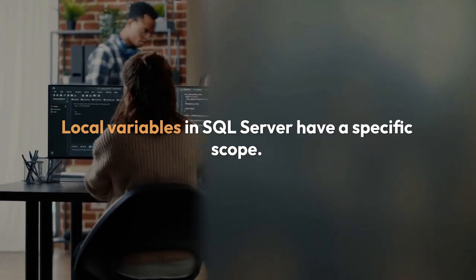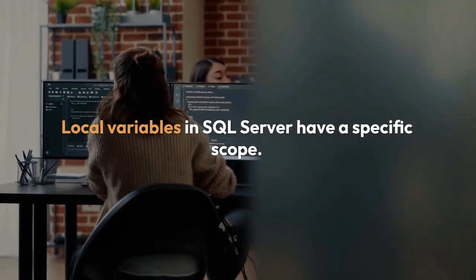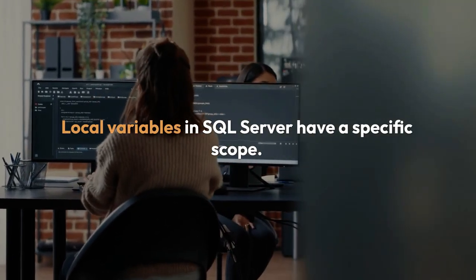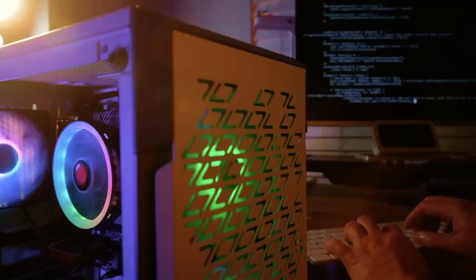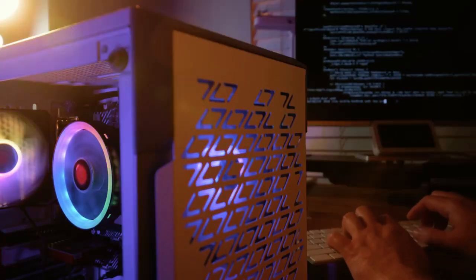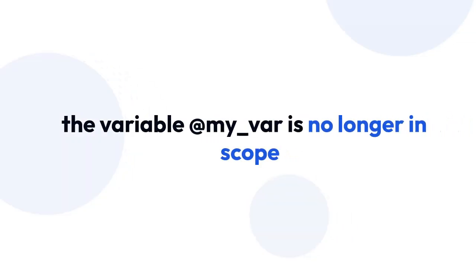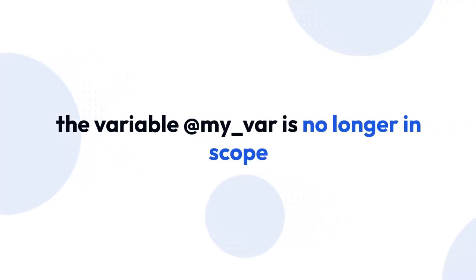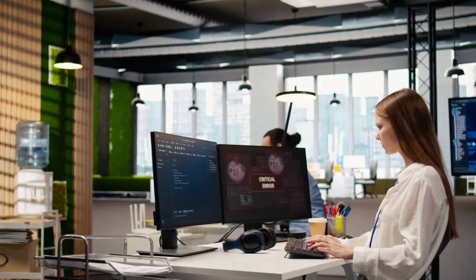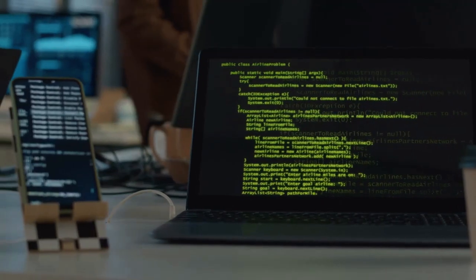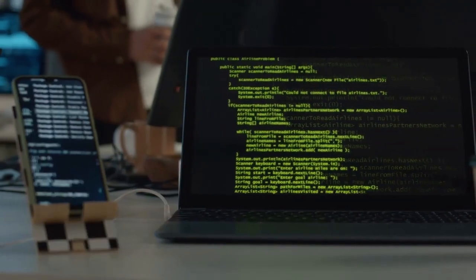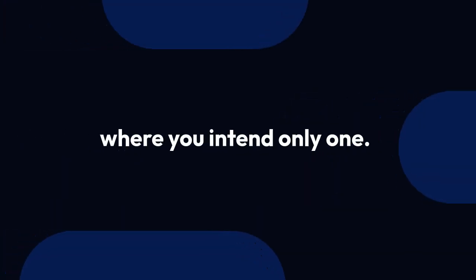Local variables in SQL Server, those declared with DECLARE @variable, have a specific scope. Their scope is strictly limited to the batch in which they are declared. If DBeaver executes DECLARE @myvar INT as one batch and then SELECT @myvar as a separate, subsequent batch, the variable @myvar is no longer in scope for the select statement. SQL Server then throws the must declare the scalar variable error. This behavior means DBeaver is implicitly splitting your script into multiple batches where you intend only one.